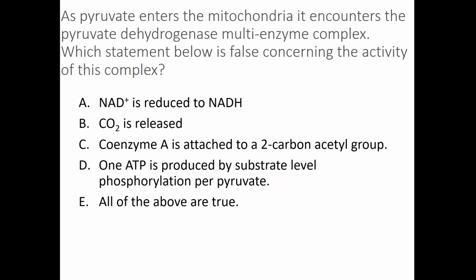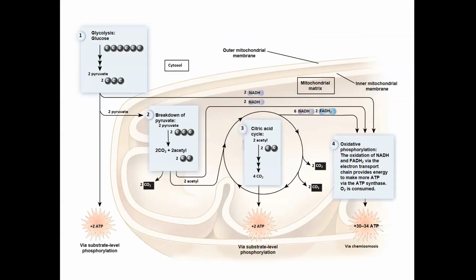The correct answer is D, because D is wrong. We do not make any ATP as we form acetyl-CoA. However, we do make 2 NADHs and we are producing some CO2 in the process.